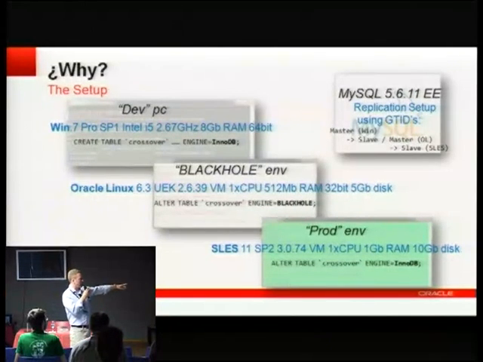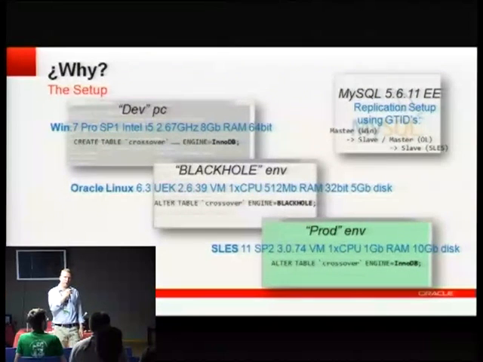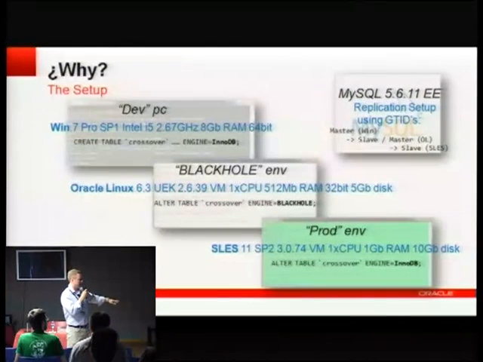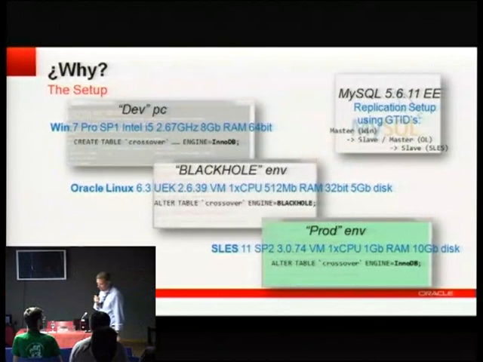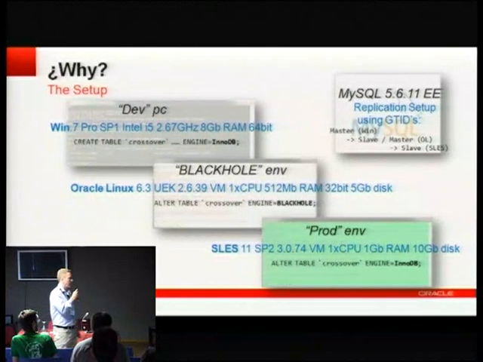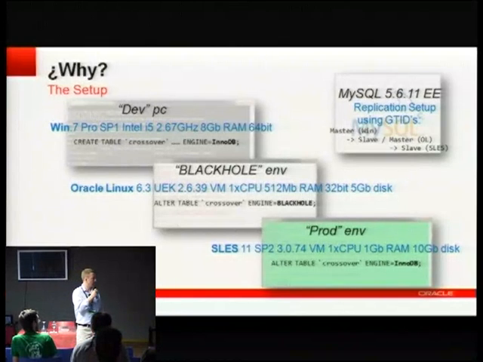What we do in the second environment is we change it to Blackhole, and then on the third environment, the production environment, which is on SUSE Linux in this case, we obviously want to make sure that table is working fine, storing data on InnoDB. And obviously the replication setup over here is just to make sure we understand it: we have the master in our development environment on Windows, the slave, and at the same time it's master in the Oracle Linux to the SUSE Linux.